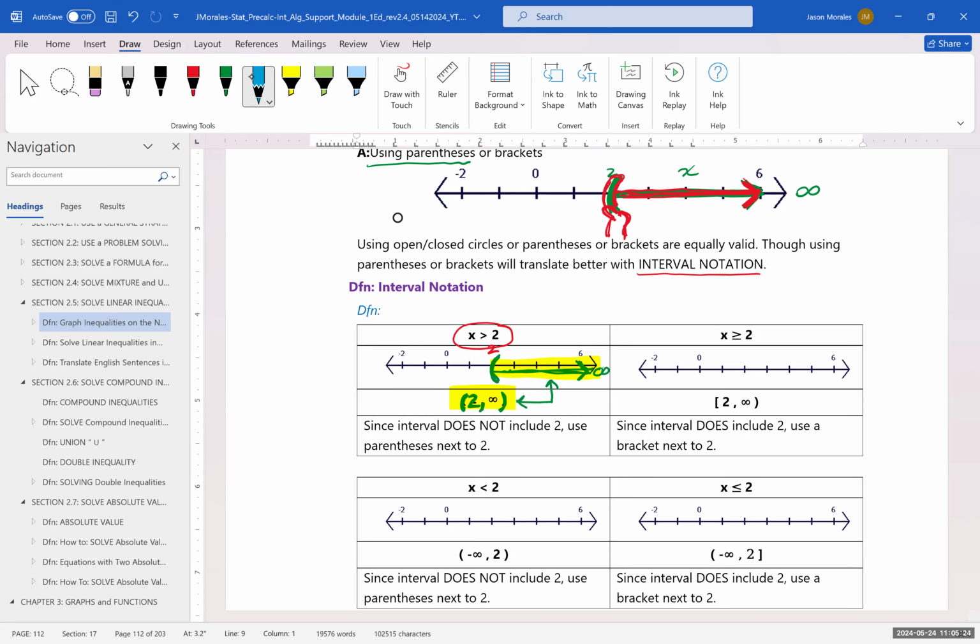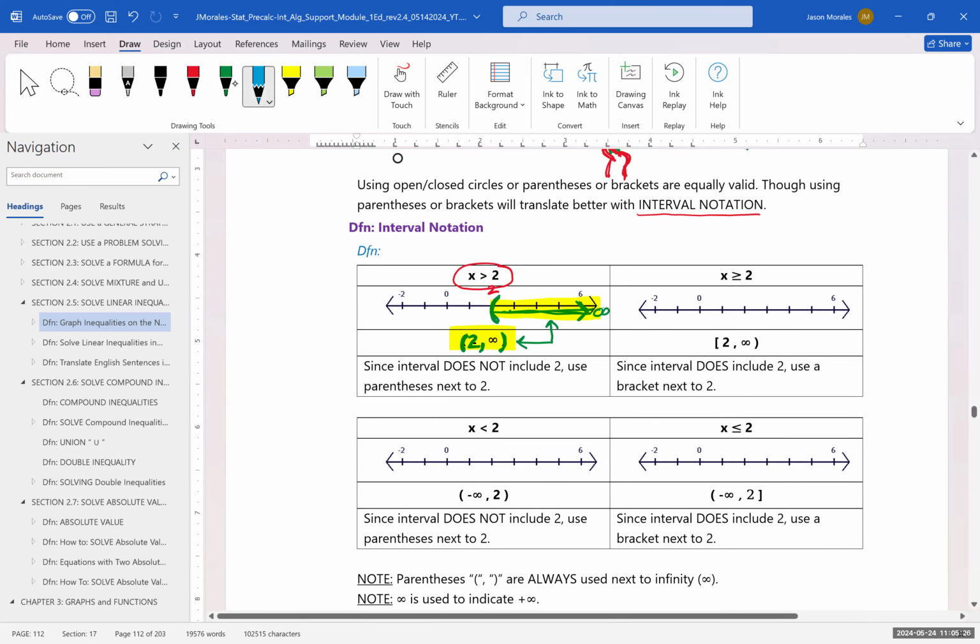Let's look at the one down below, because this is still dealing with a similar type of inequality. Rather than x greater than 2, now we've got x less than 2. Now that we're talking about values of x less than 2, we're going to be going into negative infinity.